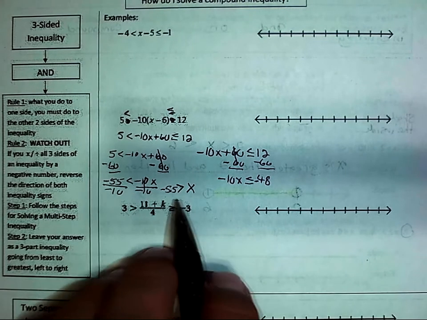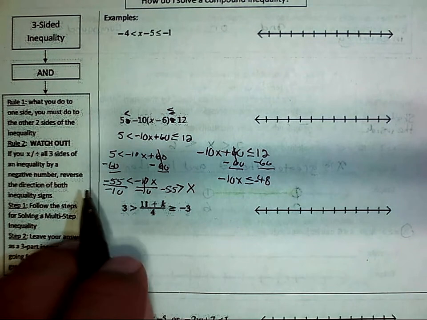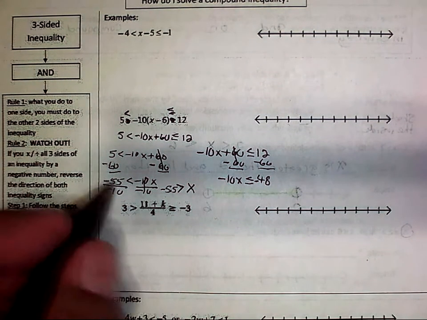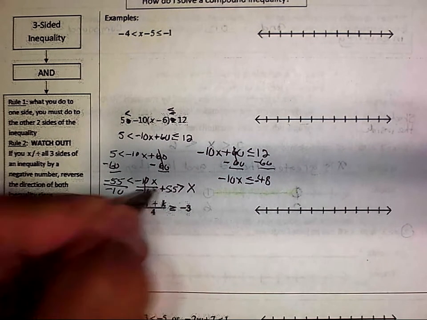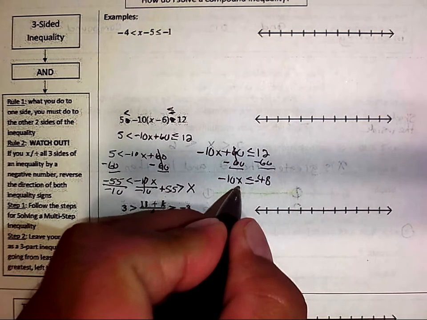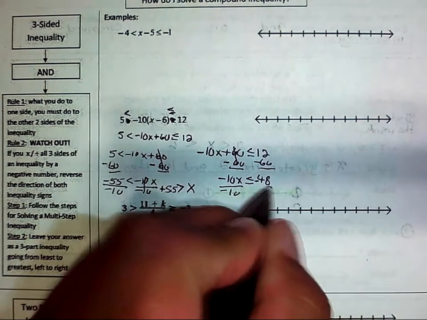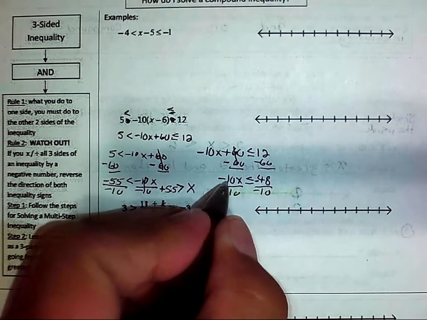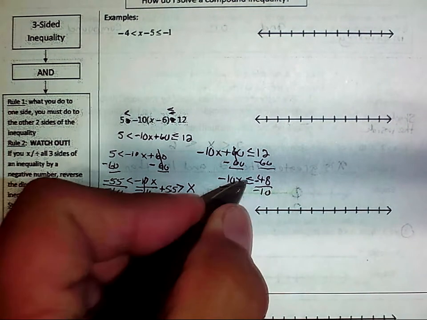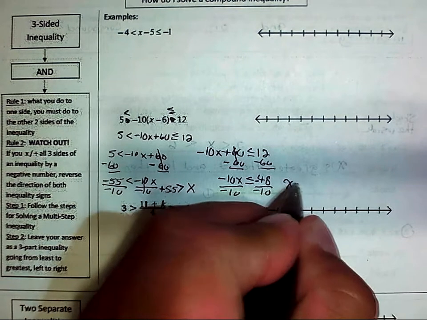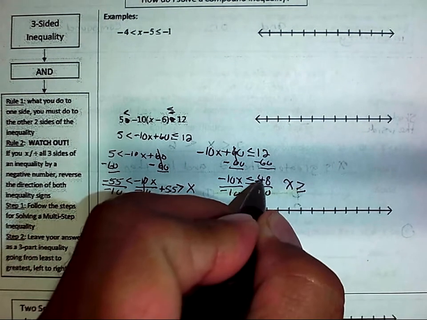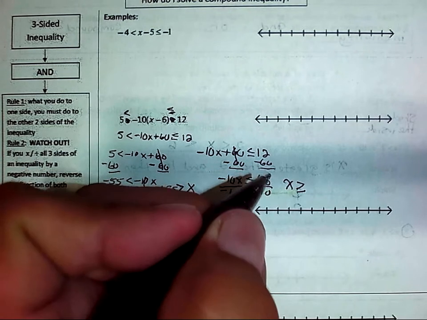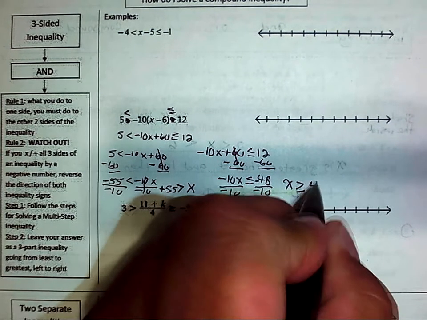You know what? I made a mistake over here. Yes, I made a mistake. Good thing I noticed. A negative and a negative becomes a positive, so this is going to be a positive 5.5. There we go. So what do we do? We're going to divide by negative 10. Hey, alert, alert. I'm dividing by a negative, so I flip the sign. So x is going to be greater than or equal to 4.8.